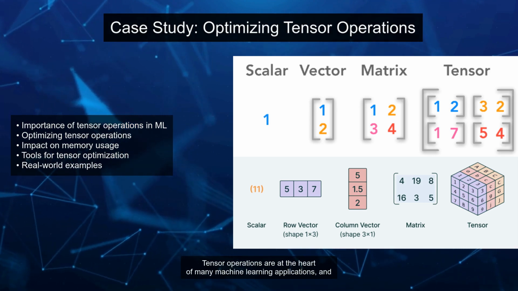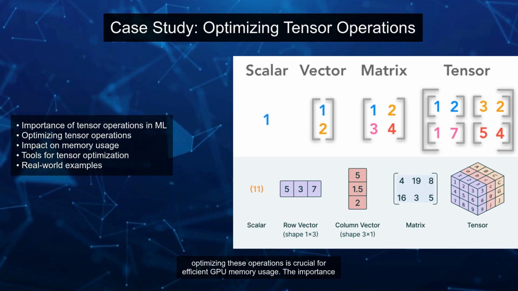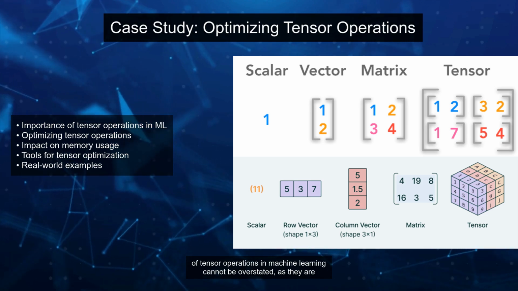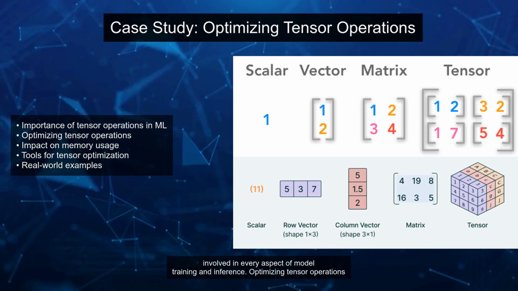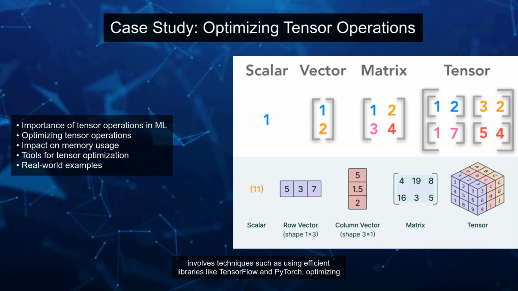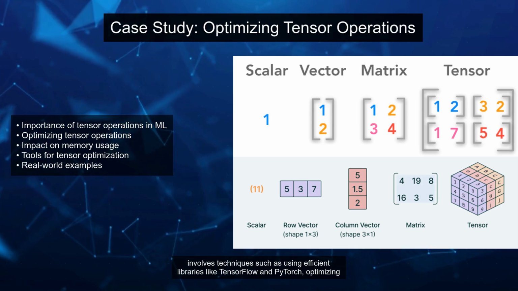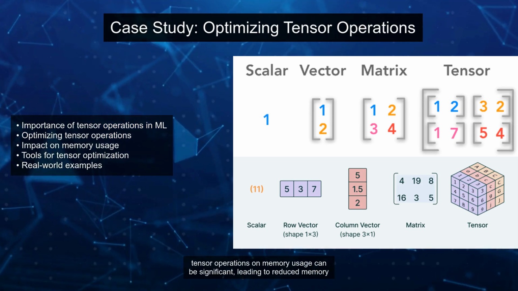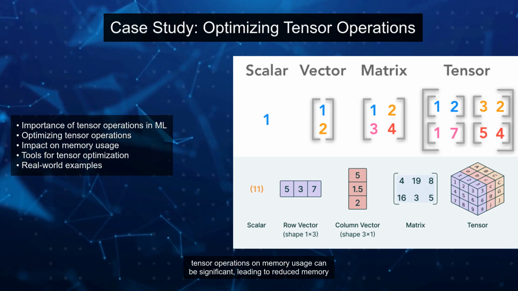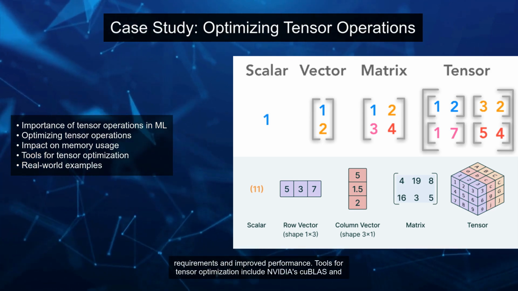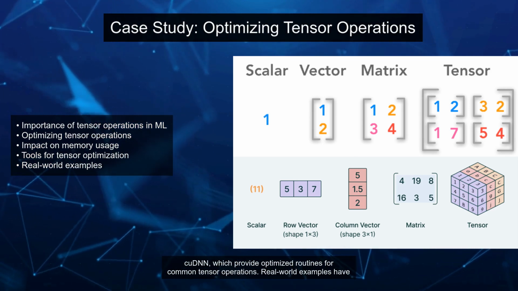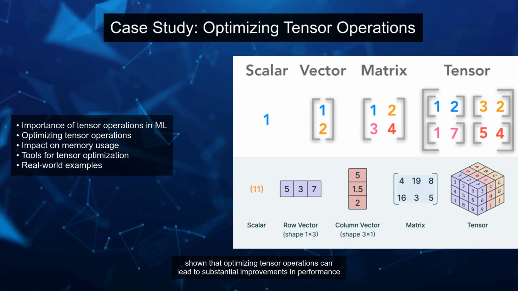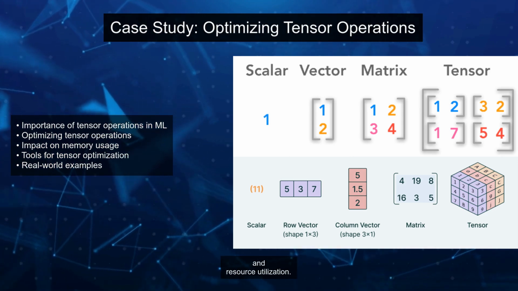Tensor operations are at the heart of many machine learning applications, and optimizing these operations is crucial for efficient GPU memory usage. The importance of tensor operations in machine learning cannot be overstated, as they are involved in every aspect of model training and inference. Optimizing tensor operations involves techniques such as using efficient libraries like TensorFlow and PyTorch, optimizing memory access patterns, and utilizing hardware acceleration features. The impact of optimized tensor operations on memory usage can be significant, leading to reduced memory requirements and improved performance. Tools for tensor optimization include NVIDIA's cuBLAS and CUDA, which provide optimized routines for common tensor operations. Real-world examples have shown that optimizing tensor operations can lead to substantial improvements in performance and resource utilization.